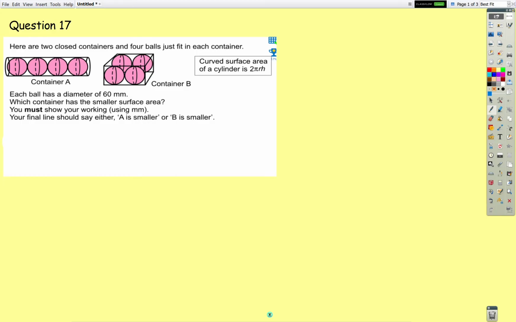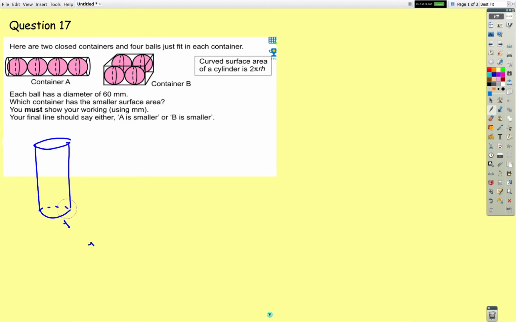Right guys, a few people have been asking me regarding question 17, so let's just have a look at this one together. We've got two closed containers and four balls just fit inside each container. Okay, so we've got container A. Now container A, the key characteristic of this one at the moment is the fact that it's a cylinder shape. And I'm just going to put the bottom on there because that's going to help me out in a minute.